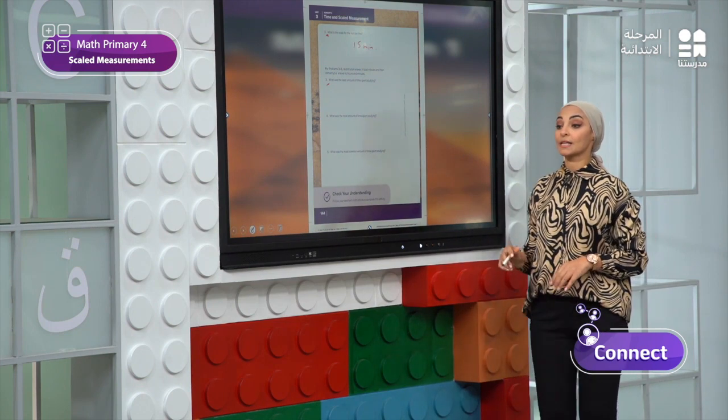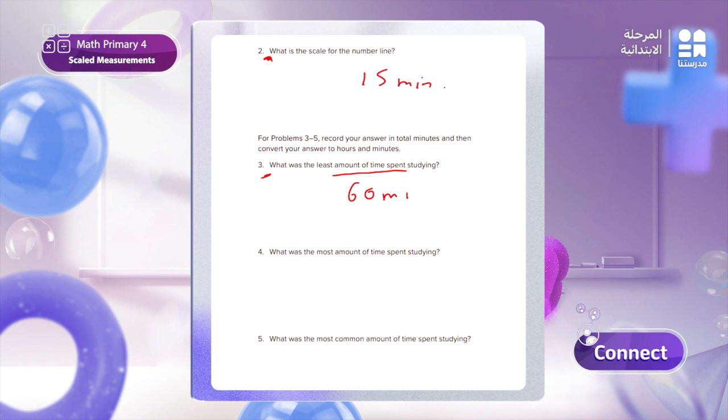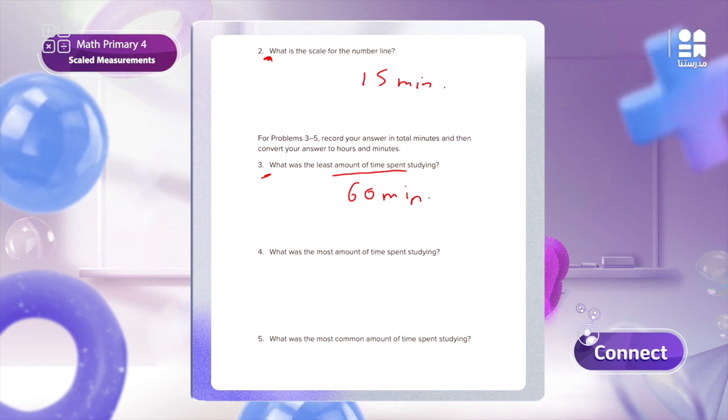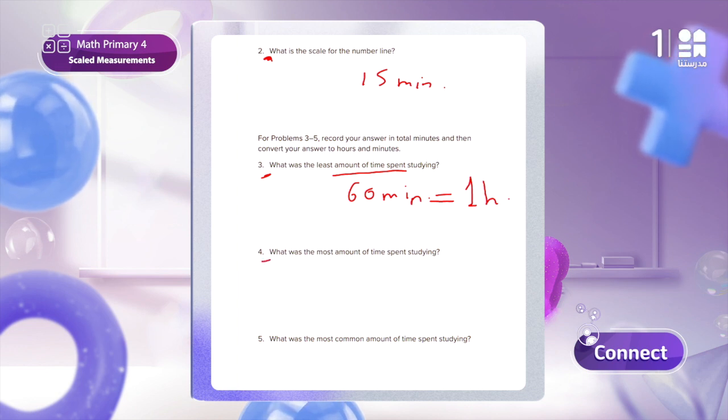Problem number 3 asks me what was the least amount of time spent studying. What was the smallest time taken in studying? Yes, as the number line represents, the least amount of time is the first number I have, 60 minutes. Right? So 60 minutes is the least amount of time spent studying. Okay. Now, when we convert 60 minutes to hours, what will I have? Yes, 60 minutes equals 1 hour, right? Okay, now let's move to problem number 4.